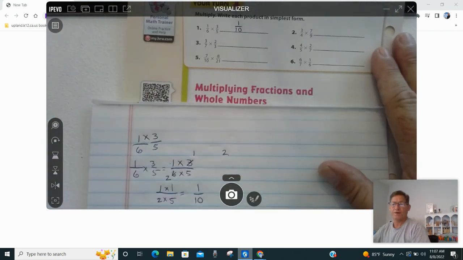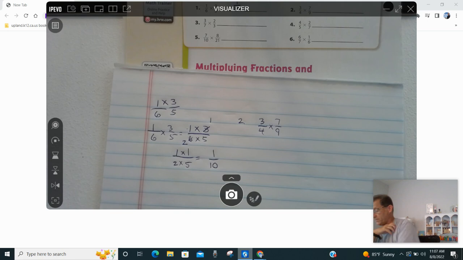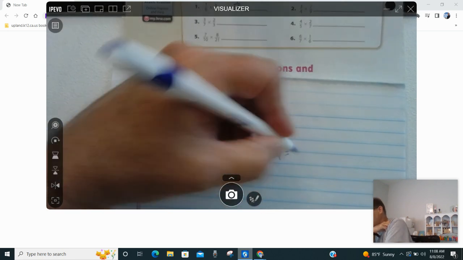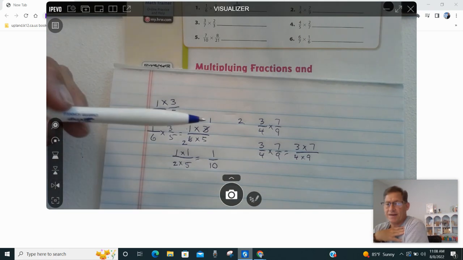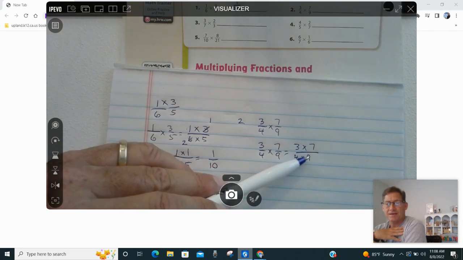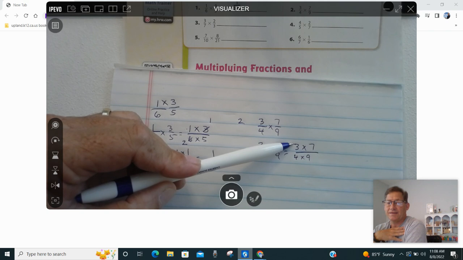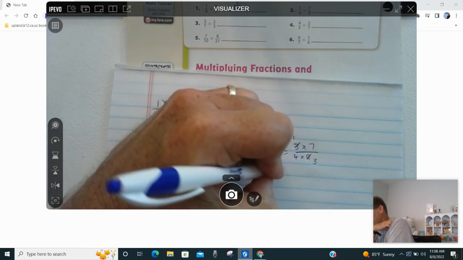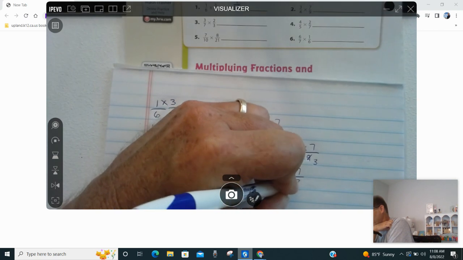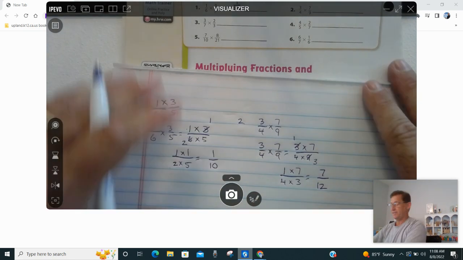Number 2, we have 3/4 times 7/9. Okay, so that's our problem. Let's rewrite it. So we have 3 times 7 together on the top. Those are our numerators, times the denominators, 4 times 9. Now, when you look at that, are there any common factors? Well, we know 7's a prime number. So 7's not a factor of 9, 7's not a factor of 4. So we can't simplify the 7. But the 3, that is a common factor. 3 is a common factor of 9. So let's divide 3 by 3 and 9 by 3. So now we have 1 times 7 over 4 times 3. 1 times 7 is 7, and 4 times 3 is 12. So the answer is 7/12.